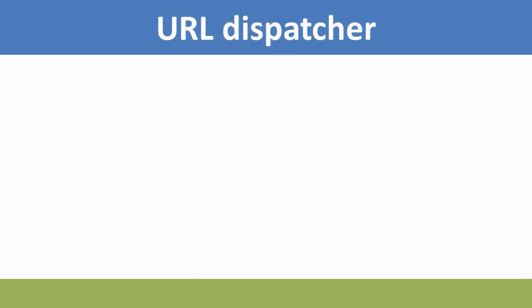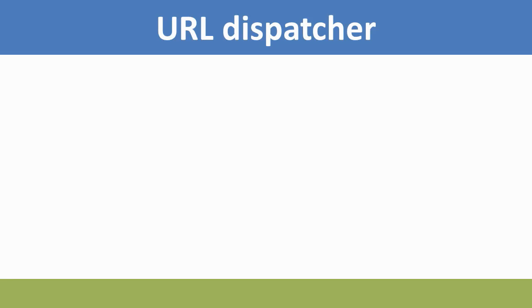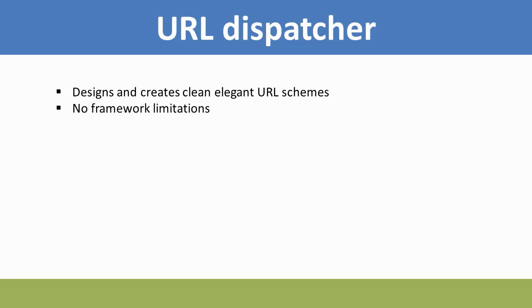Hello and welcome to this lecture on the URL dispatcher. The URL dispatcher is built into Django. It's basically used to design and create a clean and elegant URL scheme. There are no limitations on the framework when you use the URL dispatcher to create and design your URL scheme. No limitations at all on the framework.